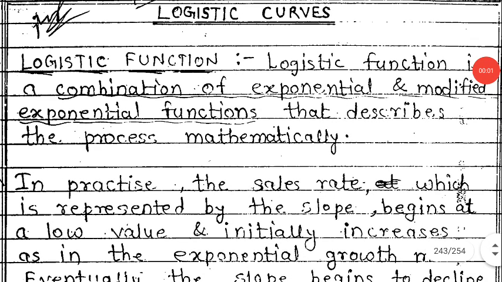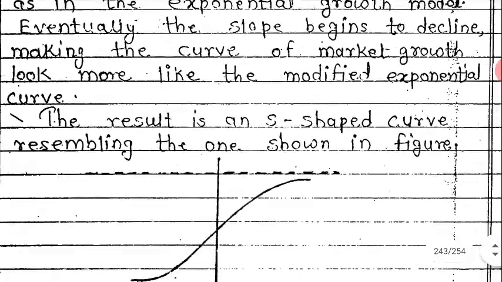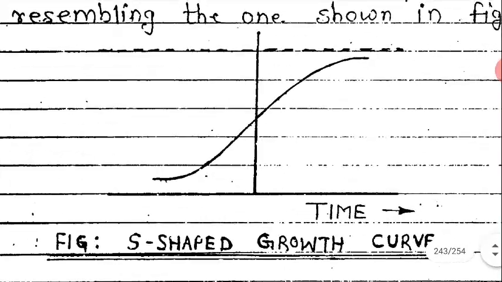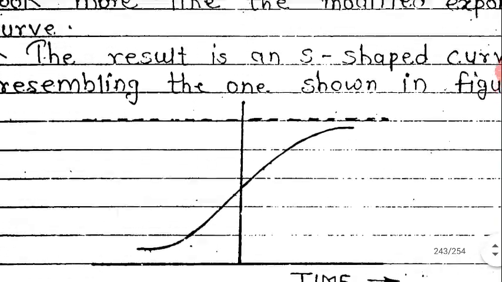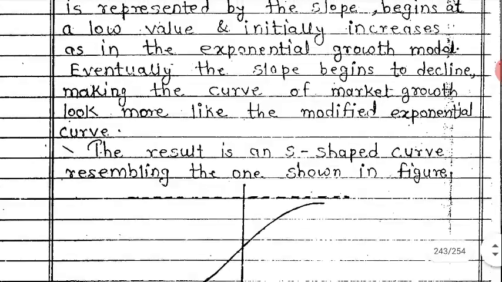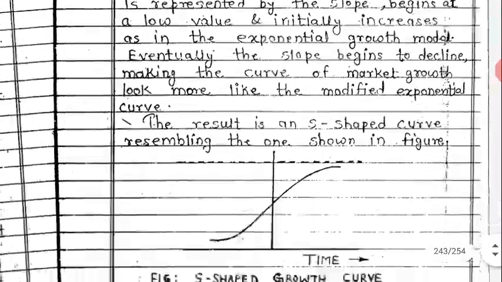Hello students, one more important topic from these growth models is logistic curves. We can say this logistic function is the combination of exponential and modified exponential function, which describes the process in a purely mathematical way. This model is also called the S-shaped curve or growth curve, because it looks like the English letter S. So it is called the S growth curve.